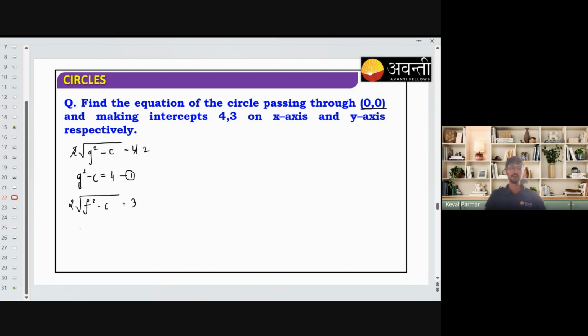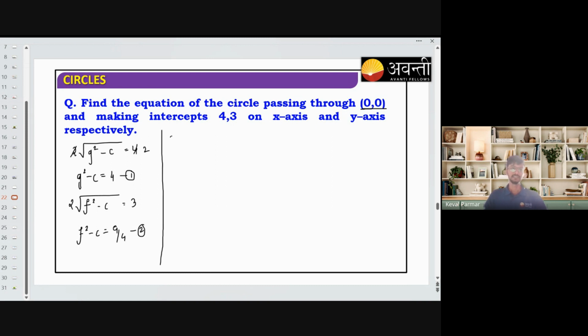So if we square on both the sides, I'll get f square minus c is equals to 9 by 4. Let's mark it as equation number 2. Now it is given that the circle passes through 0, comma 0. What does this mean, guys? The circle passes through 0, comma 0. That means the circle passes through origin.